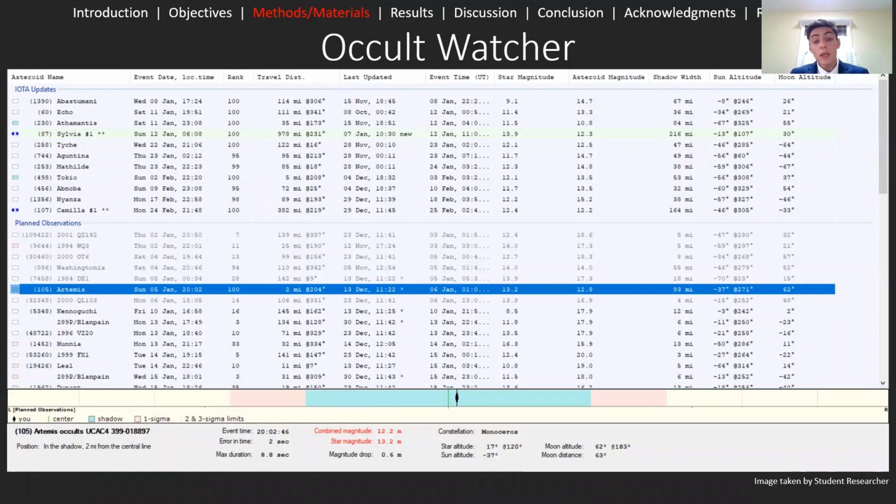Going back to the key programs provided by the IOTA, here is Occult Watcher. Occult Watcher tells me two main points of information: when the asteroidal occultation will occur, highlighted there in blue, and where the observatory is in the shadow path of that asteroid, depicted by the black line in the blue shaded region there. The closer the black line is to the center of that blue shaded region, the more likely an occultation is to be a positive event. But it is sometimes favorable to be in the outer red regions because if an asteroid has abnormalities or has a moon orbiting around it, it is much easier to see such characteristics from those regions.